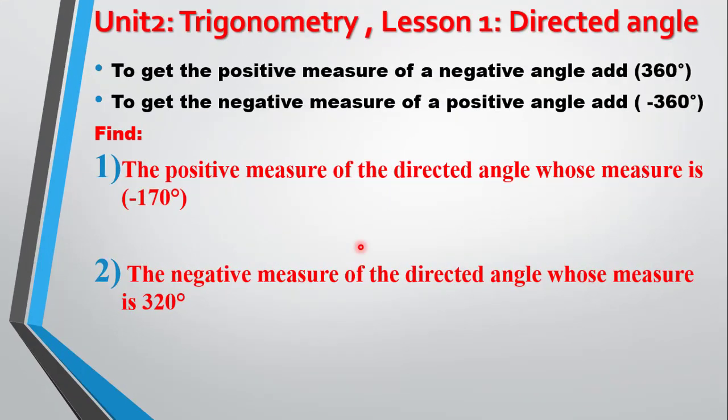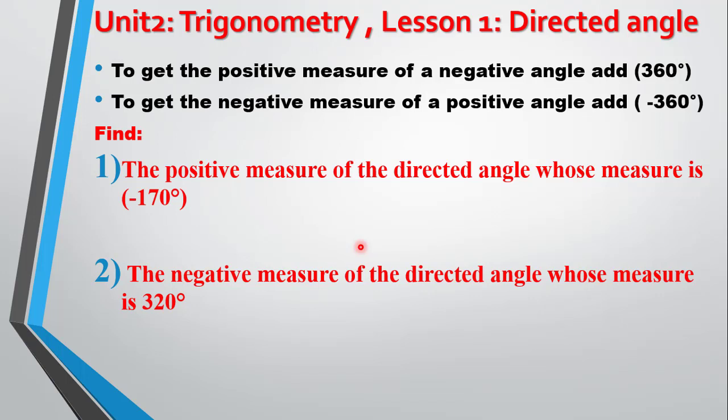So if we want to get the positive measure of any negative angle, I'll add 360. If I have the negative measure and I want to get the positive, I'll add 360. If the angle is negative and I want the positive, I'll add 360.